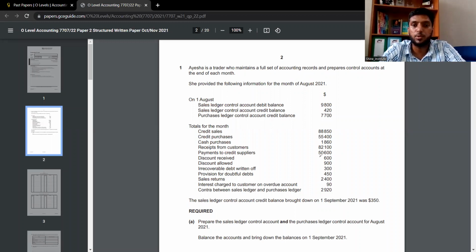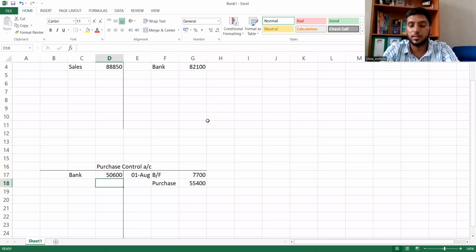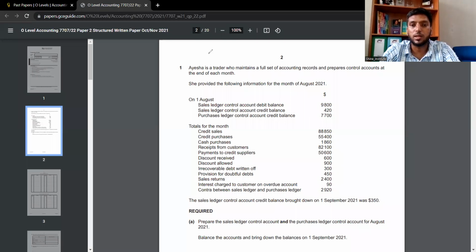Discount received. Discount received, you get when you make payment only. And when you allow discount, you are allowing it to the debtors, because when you are selling something and you want to get the money from the customers, you will allow a discount. When you are on the other side, when you are paying something, then of course your creditors will give you a small discount because you are making the payment on time. Then we have discount received 600. Let me see, is it 600? Discount received is 600 and discount allowed is 900.